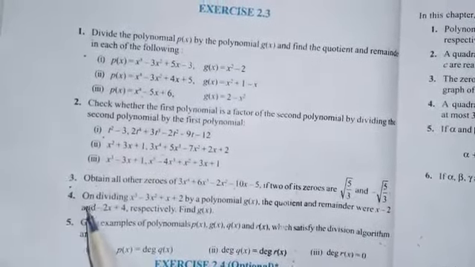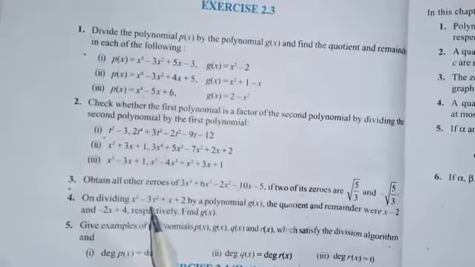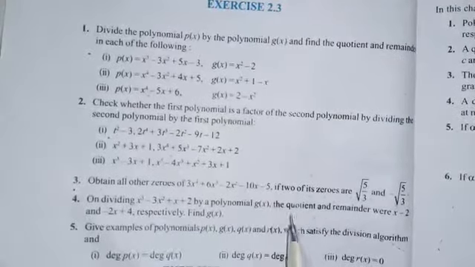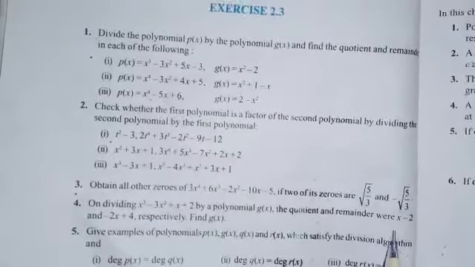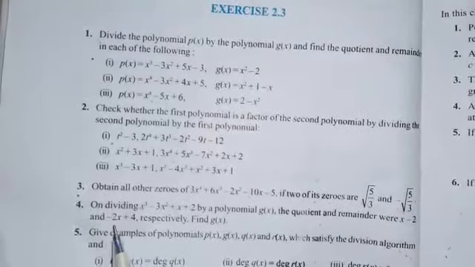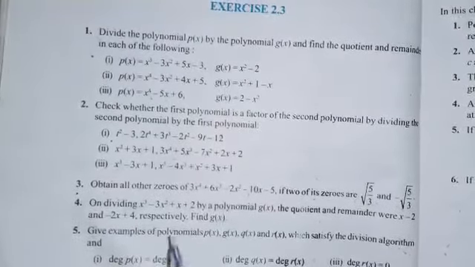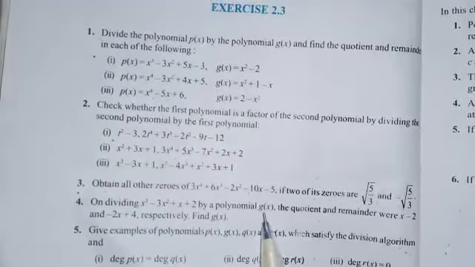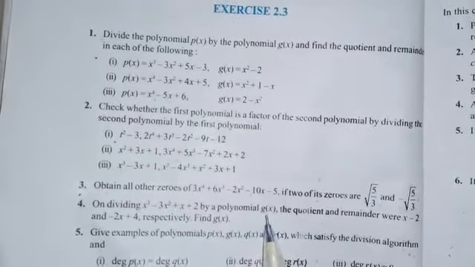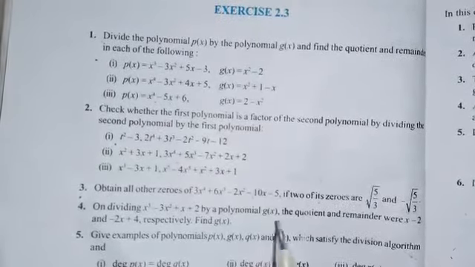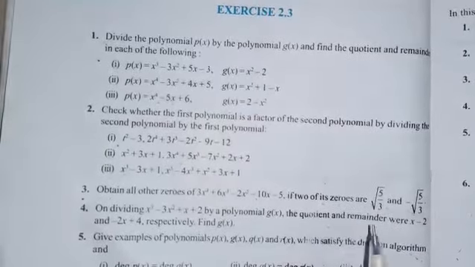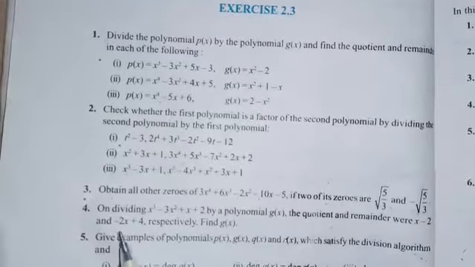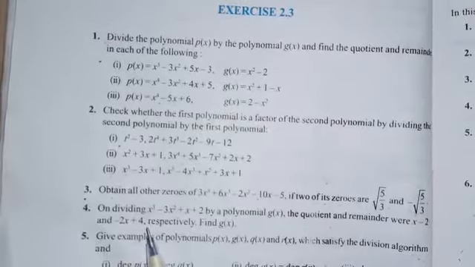Question 4 is on dividing x cube minus 3x square plus x plus 2 by a polynomial g(x). The quotient and remainder were x minus 2 and minus 2x plus 4 respectively. Find g(x). Beta, in this question we will find g(x). g(x) means divisor. It means we want to find the divisor, and the quotient and remainder are already given. The value of quotient is x minus 2 and the value of remainder is minus 2x plus 4.